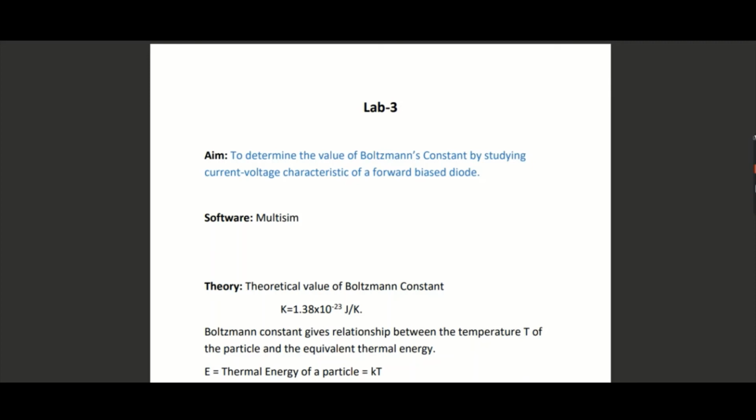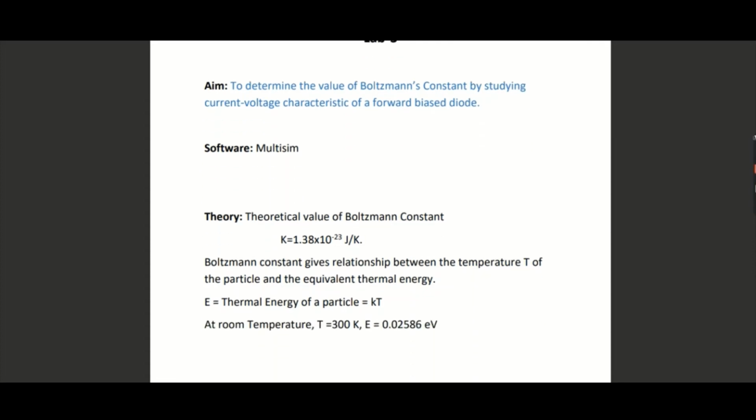Boltzmann constant gives the relationship between the temperature T of the particle and the equivalent thermal energy E, which is equal to kT. Simply saying, at room temperature, T equal to 300 Kelvin, the energy at that temperature is 0.02586 electron volt.